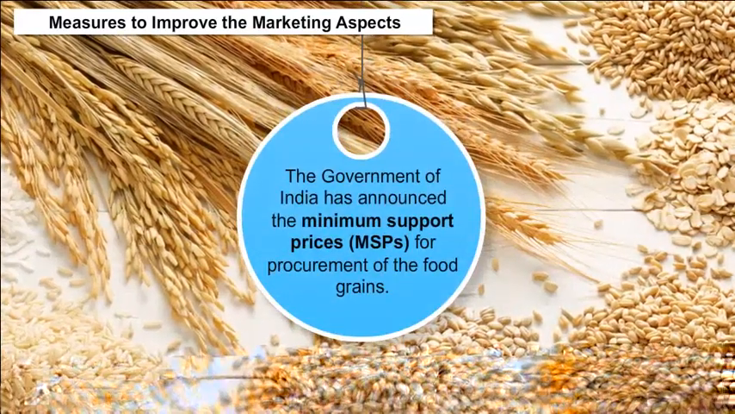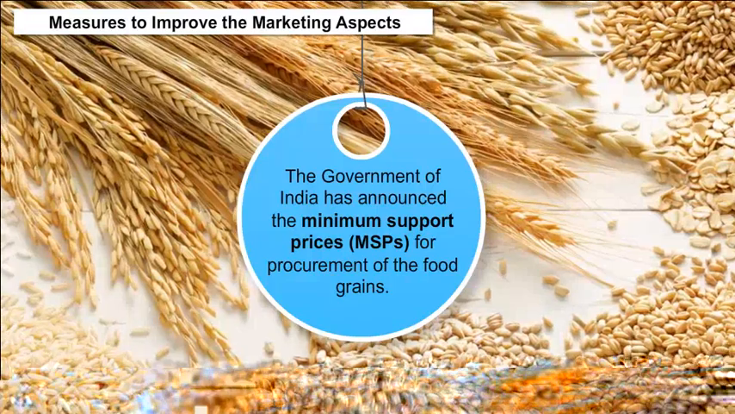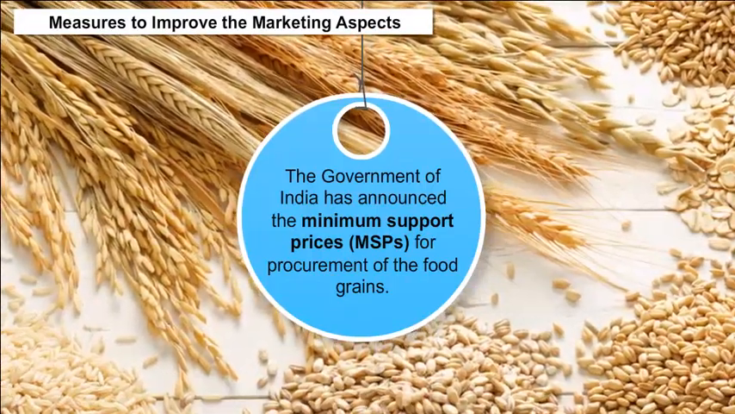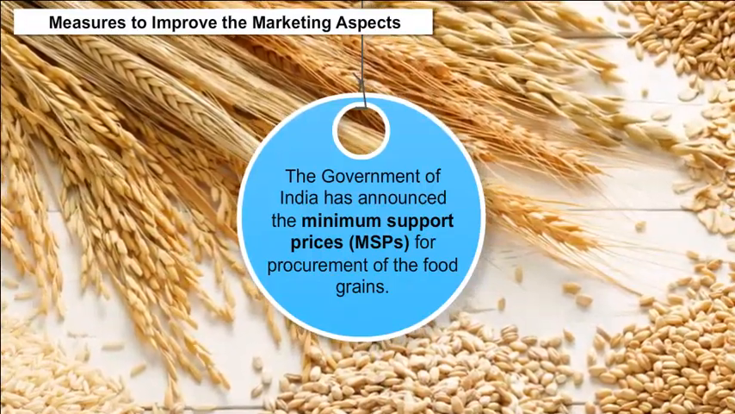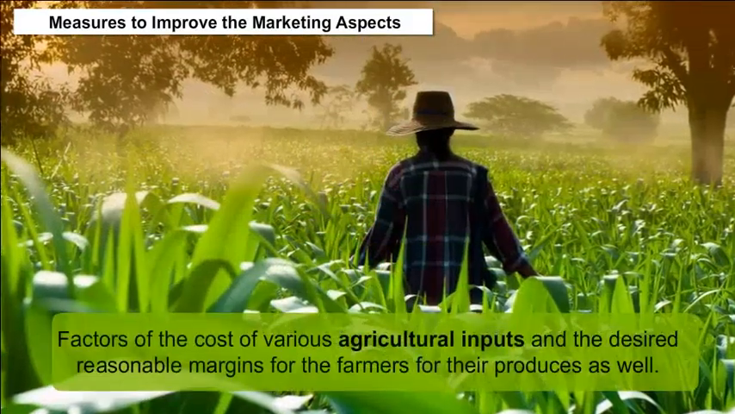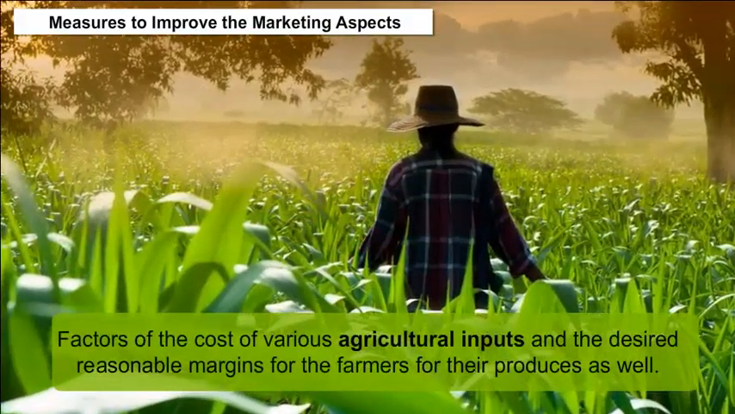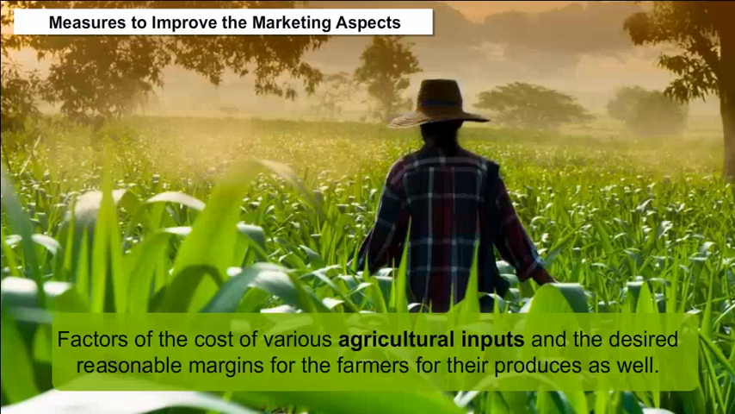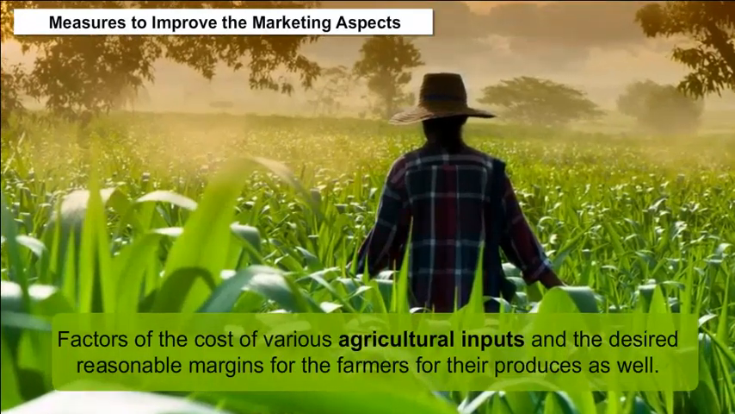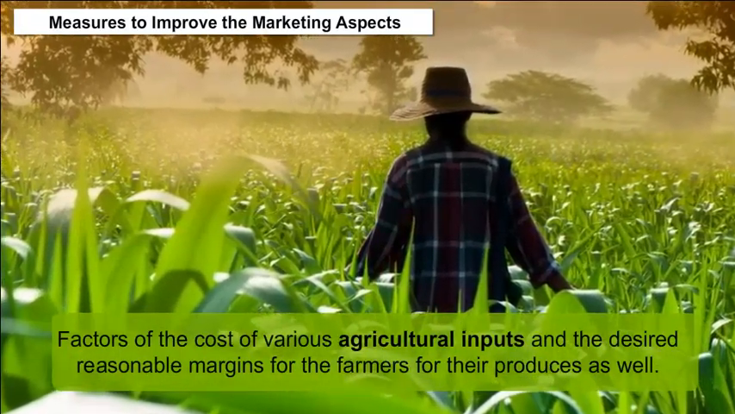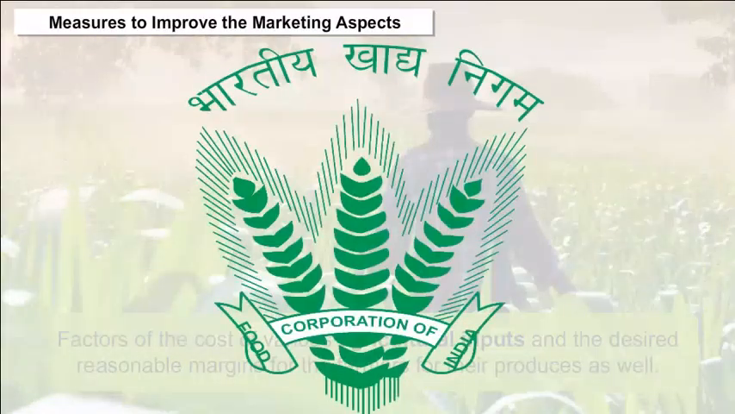The Government of India has announced the minimum support prices, MSPs, for procurement of food grains, considering the cost of various agricultural inputs and the desired reasonable margins for the farmers, for the producers as well. The Food Corporation of India, FCI, being a nodal agency, works in this category through other governmental agencies.